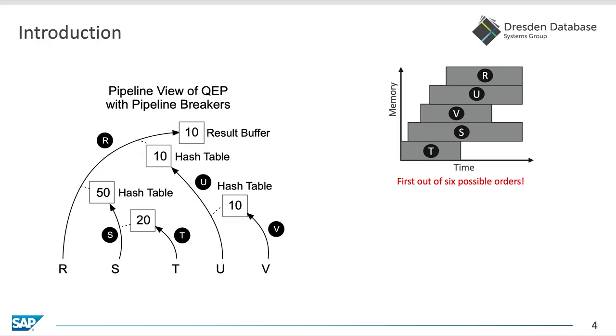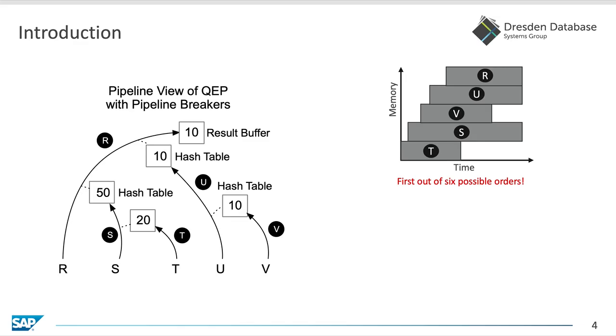Now let's go for an example. We have a pipeline view of this particular query execution plan with 5 base tables and 4 joins. So for this setup, we have 5 individual pipelines. The execution of these pipelines is usually comprised of executing one pipeline at a time, with all available threads trying to process one pipeline.